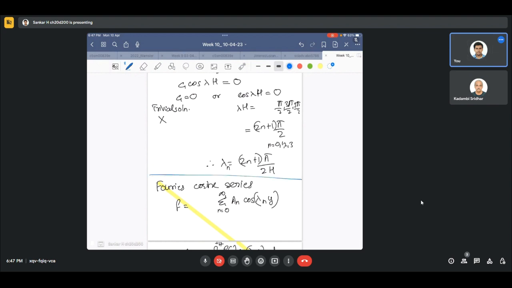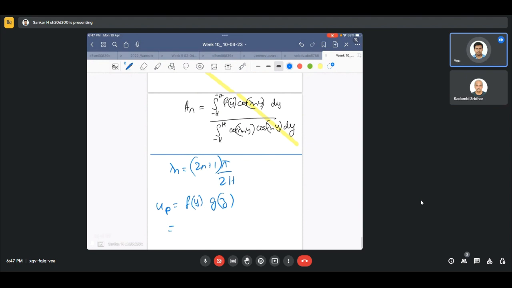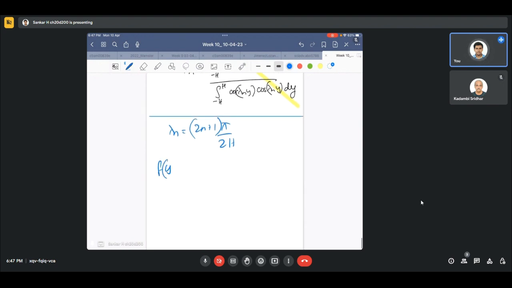We are now at lambda. So we know what lambda n is. Now we have to write this in terms of the Fourier series, and that can be written in this format: f of y can be written as a naught by 2 plus sigma n equal to 1 to infinity a n cos lambda n y.